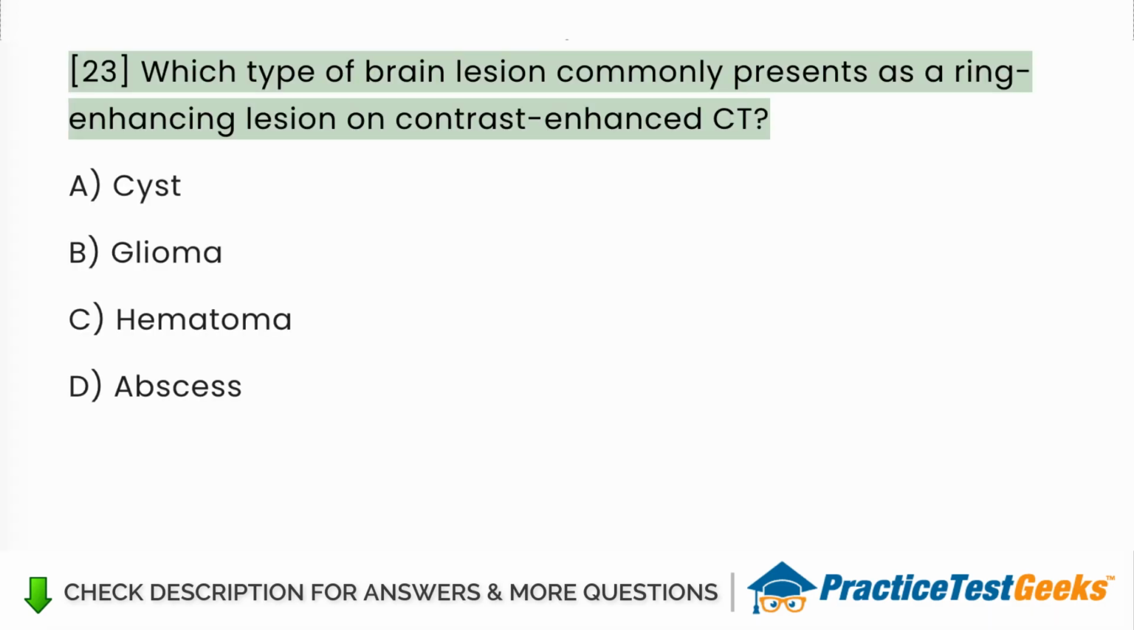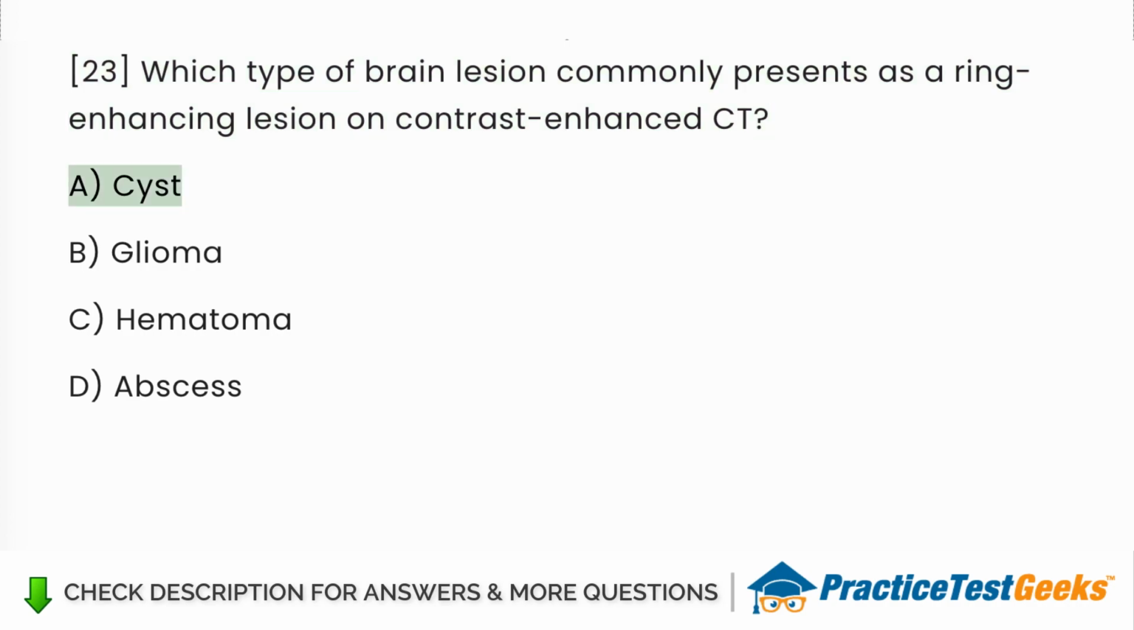Which type of brain lesion commonly presents as a ring-enhancing lesion on contrast-enhanced CT? A. Cyst. B. Glioma. C. Hematoma. D. Abscess.